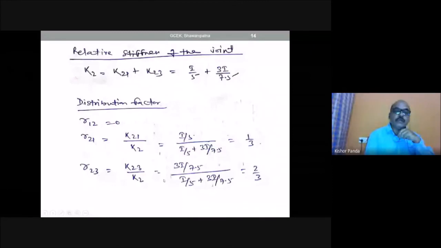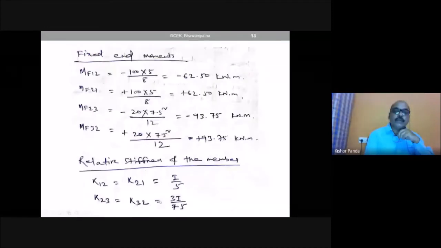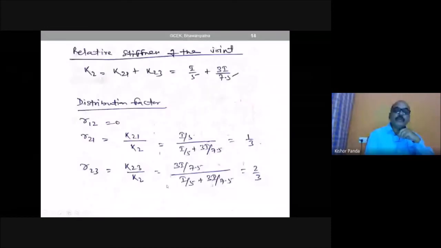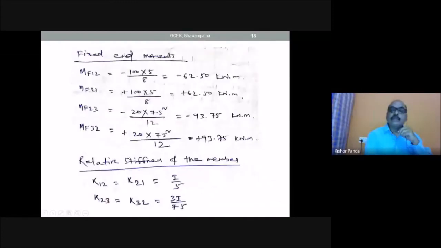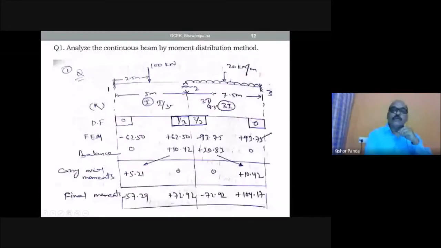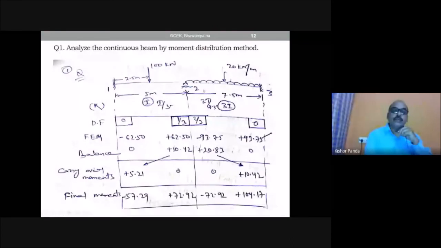Similarly, what is the distribution factor for member 2-3? R23 is equal to K23 divided by K2. K23 here is 3I by 7.5. So 3I by 7.5 divided by the relative stiffness of the joint, I by 5 plus 3I by 7.5. So this is equal to 2 by 3. R32 is also 0.